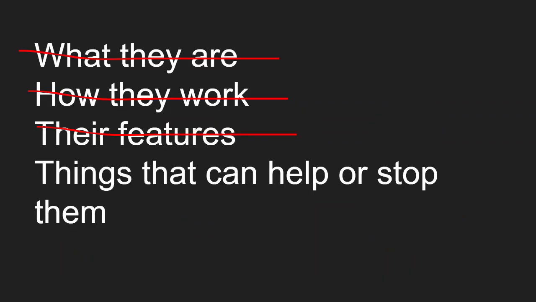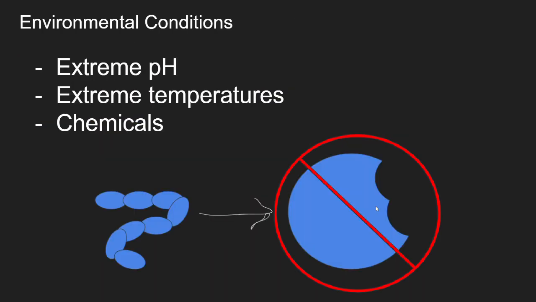So we covered what they are, how they work, and some of their features. Another really important concept to learn about enzymes is things that can help or stop them. So first off, we have environmental conditions. Things like extreme pH, extreme temperatures, and chemicals can interfere with the bonding that's occurring, or the attractions and repelling that's occurring between the amino acids to form the shape of the enzyme.